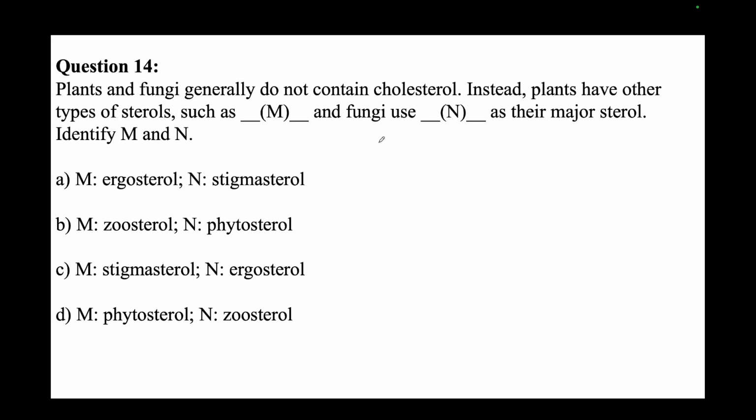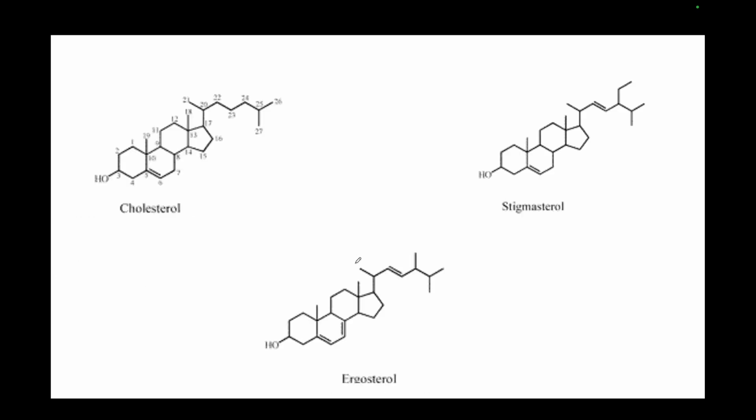So plants and fungi have different types of sterols other than cholesterol. What is it that plants have and what is it that fungi have? So plants have a sterol called stigmasterol, and fungi have a sterol called ergosterol. So the correct answer here is option C. Here is the structure of cholesterol, stigmasterol and ergosterol. Stigmasterol is there in plants and ergosterol is there in fungi.